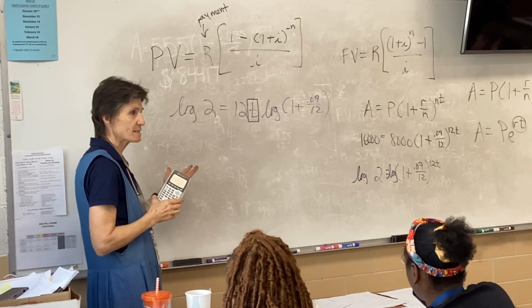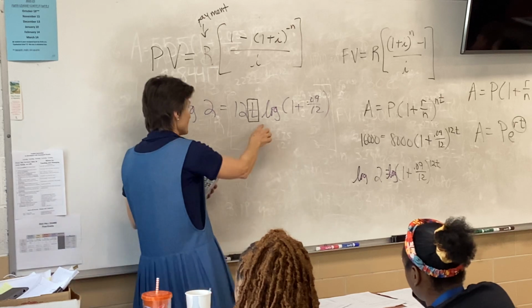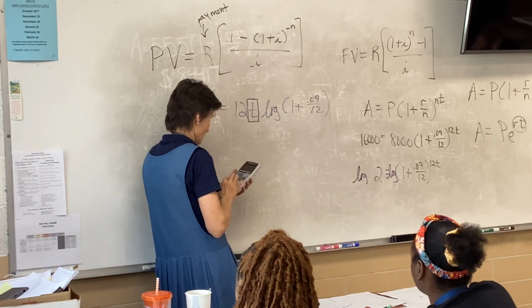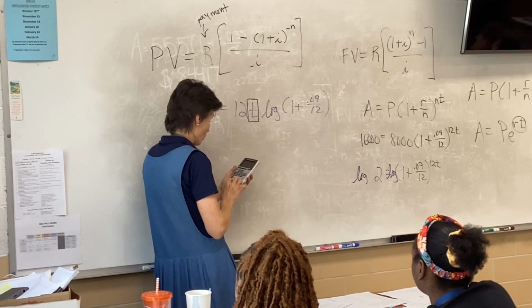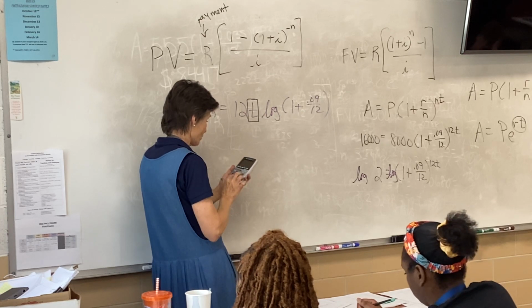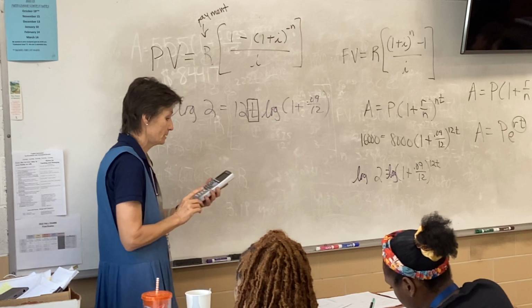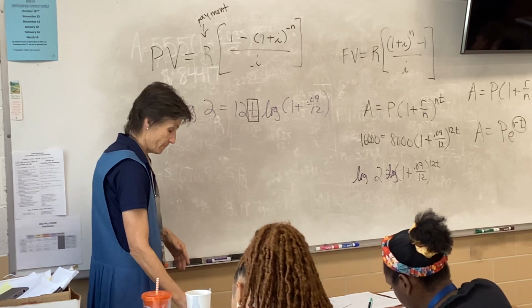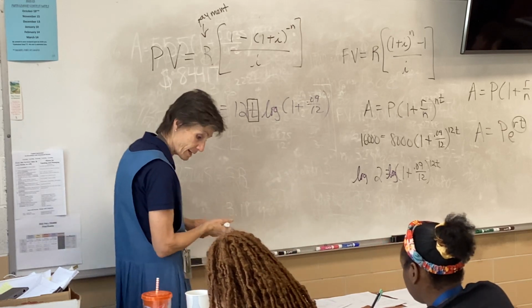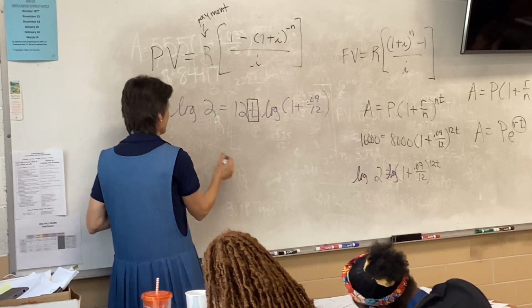And that's going to give me something. And then I'm going to divide by log of 1 plus 0.09 divided by 12. And I got 7.73 years.